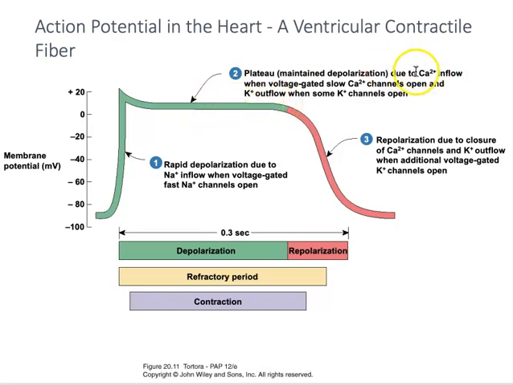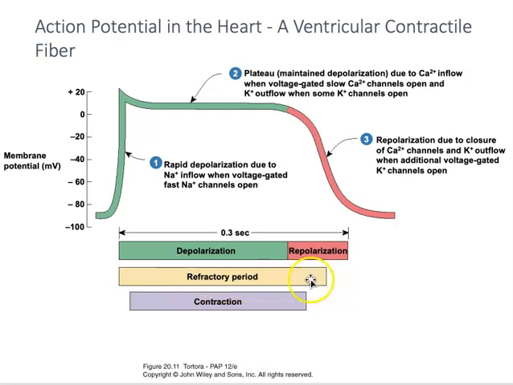We have a third ion now coming into play, and that's calcium. Calcium is going to be flowing in at the same time that potassium is flowing out. Because we're gaining a positive charge at the same time as we're losing a positive charge, our net membrane potential is going to stay level for a little while. This is not a super long amount of time. You can see it's about 0.3 seconds before repolarization can occur, before those calcium channels close, and now the loss of potassium is greater, and therefore we are going more negative.